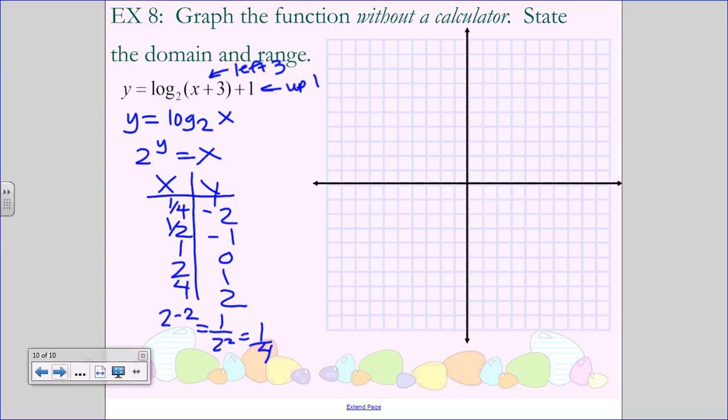So we're going to graph those and then translate them. So we have 1/4, -2. 1/2, -1. 1, 0. 2, 1. And 4, 2. So this is our parent function. And we have our asymptote at x equals 0.